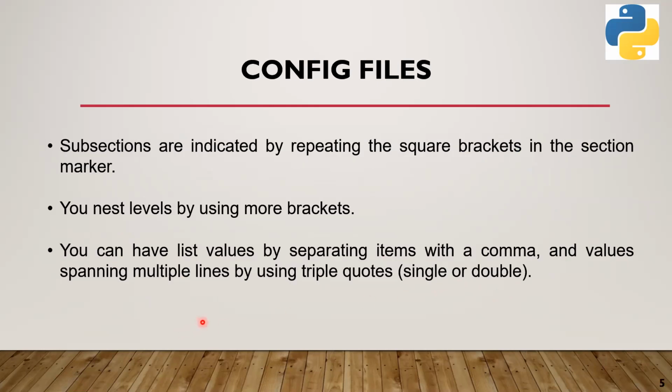Moving on to subsections: they are indicated by repeating the square brackets in the section marks. You nest levels by using more brackets. You can have list values by separating items with a comma, and values spanning multiple lines by using triple quotes, that is, single quotes or double quotes.